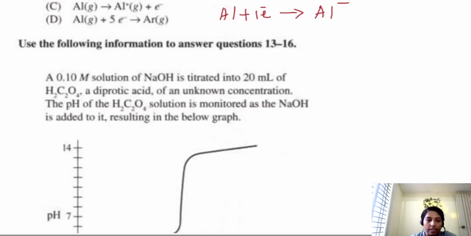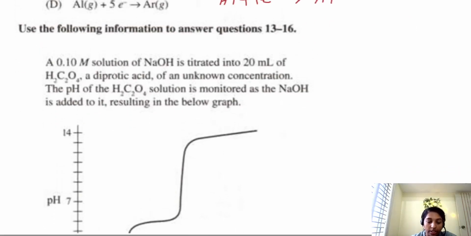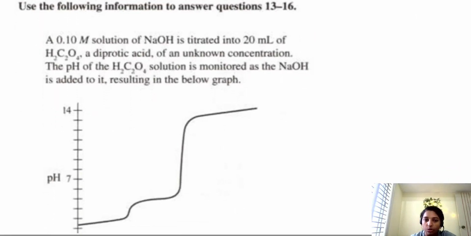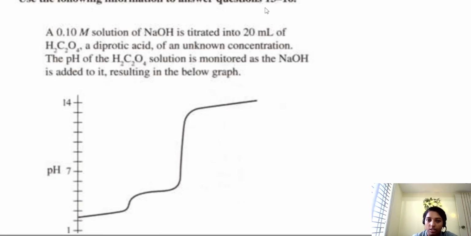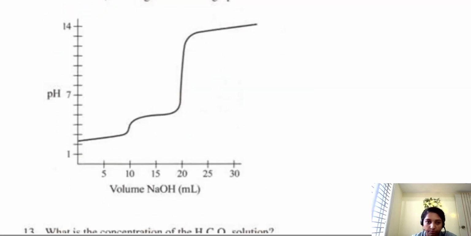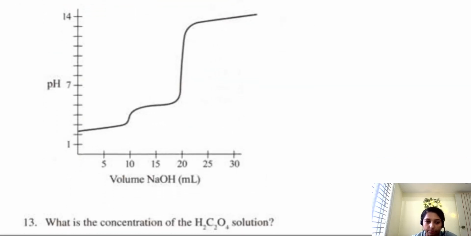Okay, then the next question: use the following information to answer questions 13 to 16. These are the data provided. A 0.1 molar solution of NaOH is titrated into 20 mL of H2C2O4, a diprotic acid, of unknown concentration. The pH of the H2C2O4 solution is monitored as the NaOH is added to it, resulting in the graph below. So this is the curve.